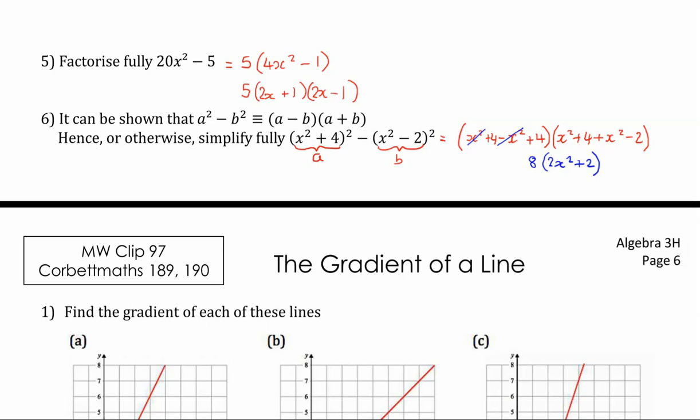And to simplify this fully, I could either fully expand it out, and that would give me 16x squared plus 16. Or I could leave it in factorised form, but the form above is not fully factorised. I can take out another factor of 2, or I could just factorise this and say that that is 16 brackets x squared plus 1. Okay.